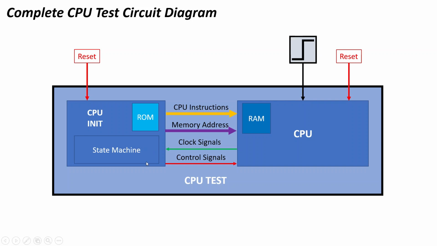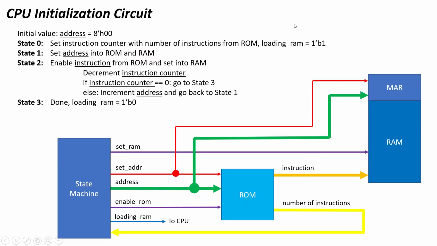The state machine in the CPU init circuit will have control signals that come back into the CPU, mainly for setting the memory address register and setting the address in that, and then also setting the instructions from ROM into RAM. Now here's a basic breakdown of the CPU initialization circuit and the function of the state machine.